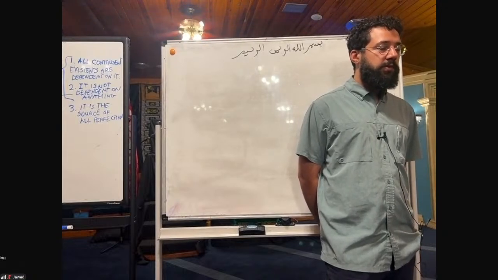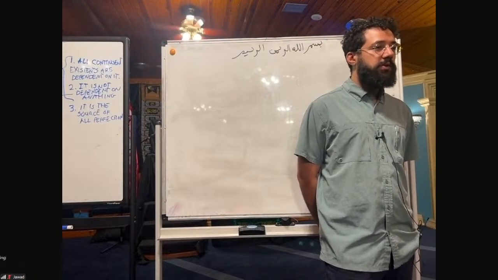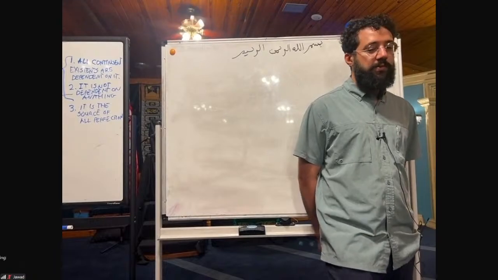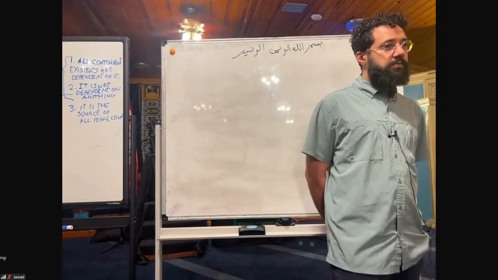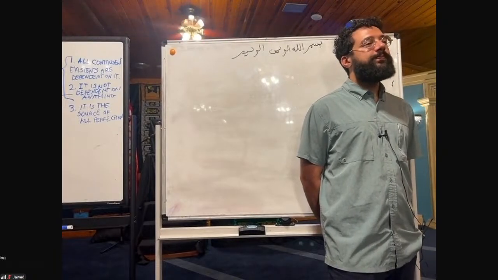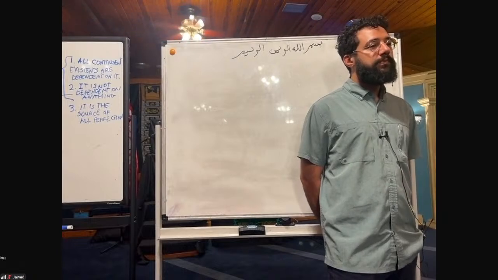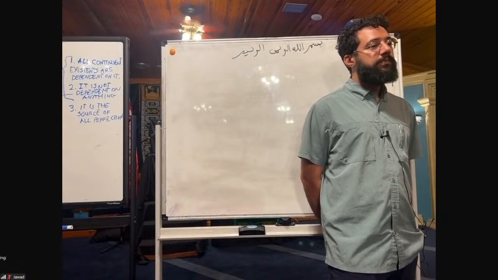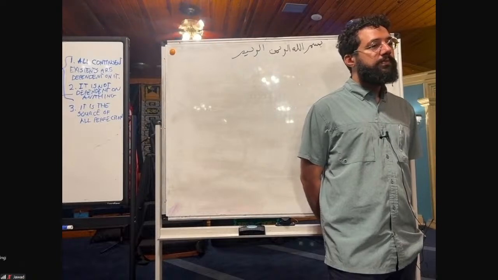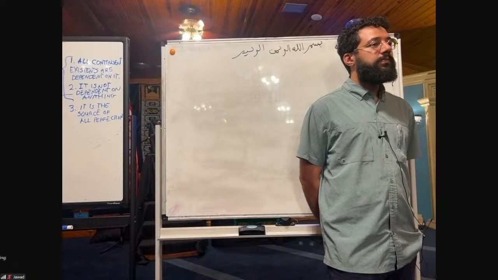It tells you that if a fasiq comes with a naba', then do tabayyun, right? Verify it. And then the very next verse tells you how to understand prescriptively, right? It says: وَاعْلَمُوا أَنَّ فِيكُمْ رَسُولَ اللَّهِ لَوْ يُطِيعُكُمْ فِي كَثِيرٍ مِنَ الْأَمْرِ لَعَنِتُّمْ. Know that the messenger of Allah is amidst you. If he were to obey you, if you were to follow what you want, it would result in a lot of difficulty, a lot of hardship, right?